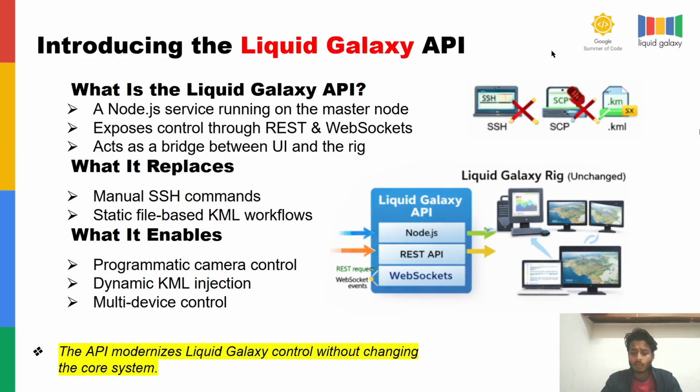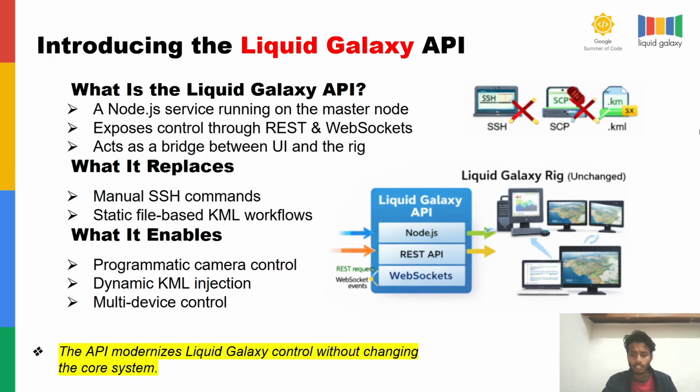The question is what led to the Liquid Galaxy API. So, what is the Liquid Galaxy API? At its core, it's a small Node.js service that runs directly on the master node of the Liquid Galaxy rig. This is important: nothing moves away from the rig. The Liquid Galaxy setup stays exactly the same. The Google Earth stays the same, and the slave machines also stay the same. What changes is how we talk to the system.